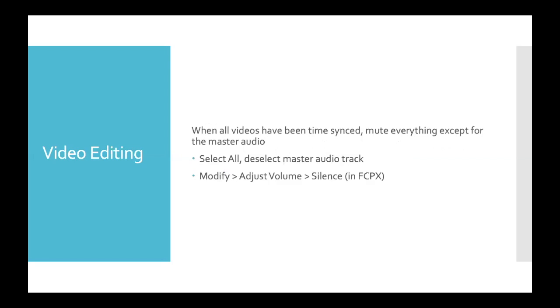Once they're all synced, then you want to mute all of your videos because you're no longer going to be using the audio from the videos. You're going to be using your edited master audio instead. So you'll select all except the master audio track, and you're going to silence them.